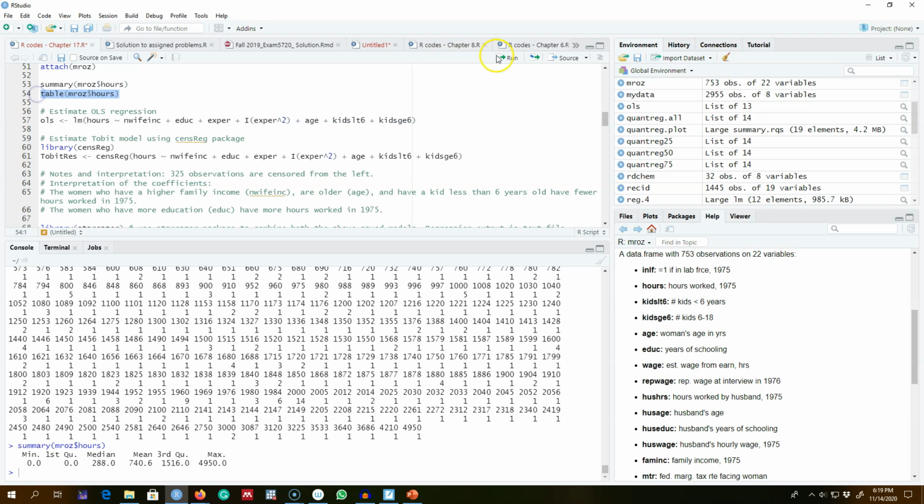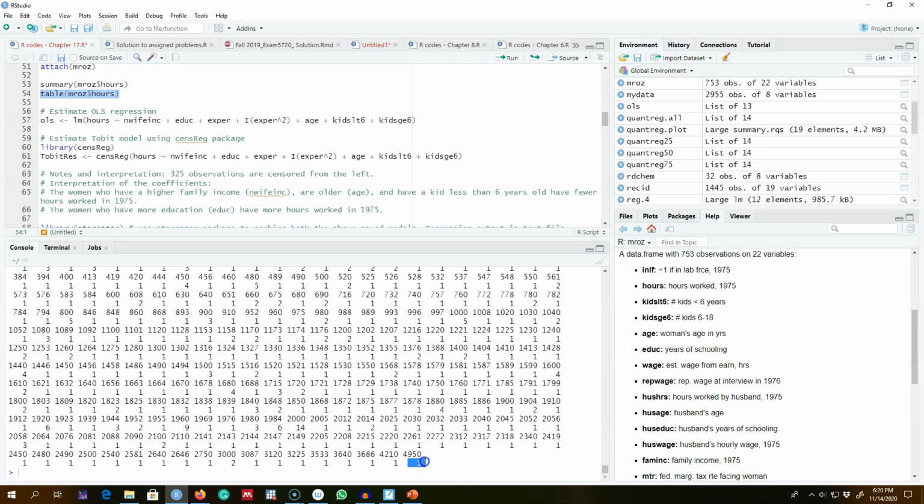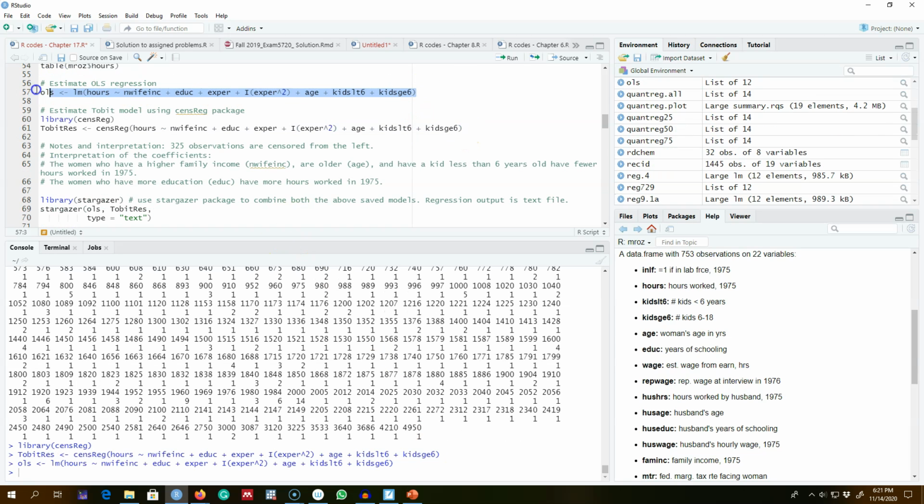So let's look at the table, and this table shows us that for 325 observations, the value is 0. So out of 753 women, 325 reported working 0 hours in 1975, which is a non-trivial number of zeros in this case. So this type of observation is called censored from the left, because we are censoring the observations on this end of the data rather than on this end of the data. In that case, it will be called censored from the right. I'm going to start with regressing this model using OLS, and then I'm going to regress this model using the censReg function from the censReg library.